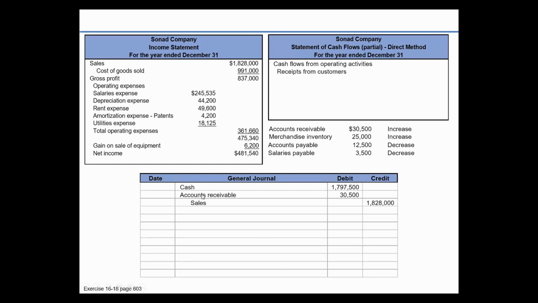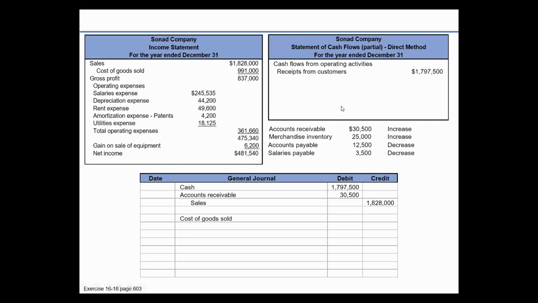So we had cash in the amount of $1,797,500 and accounts receivable of $30,500. And we had sales of $101,828,000. So we take the amount of sales, which we can get right from the income statement, subtract the accounts receivable, which we can get from the balance sheet. That tells you then how much cash you actually received.